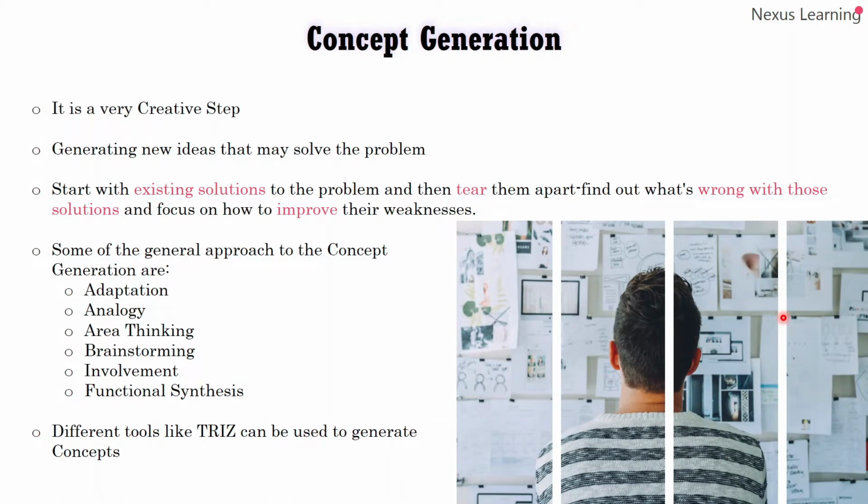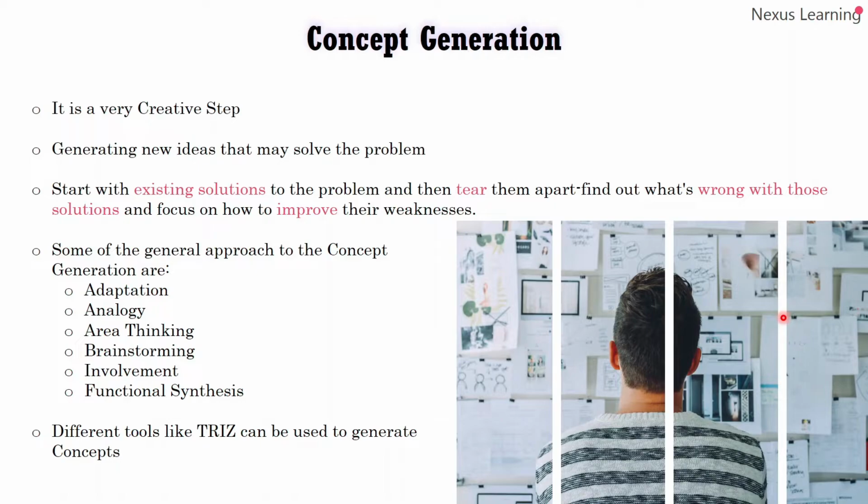Now the next thing is concept generation. Now we know what the need is. We have understood the problem. We have gathered all the information. Now we have to generate concepts, as many concepts as we can. So generating new ideas that may solve the problem. It is a creative step in all the engineering steps.